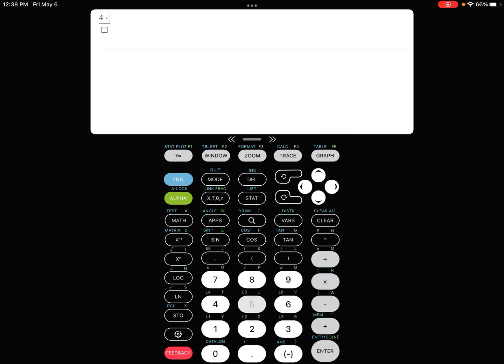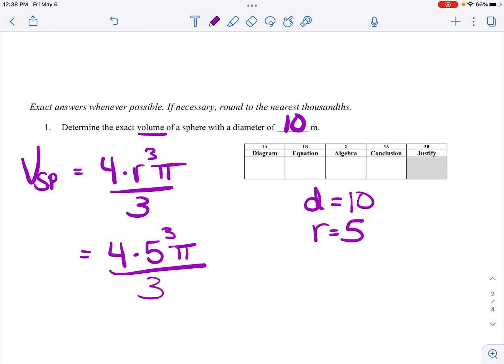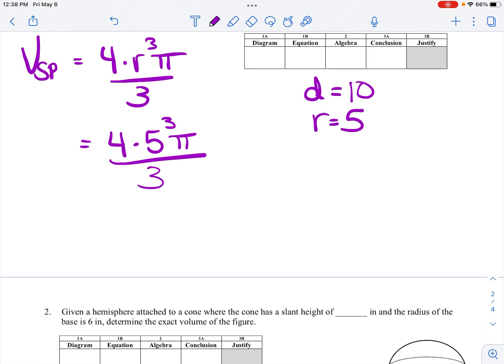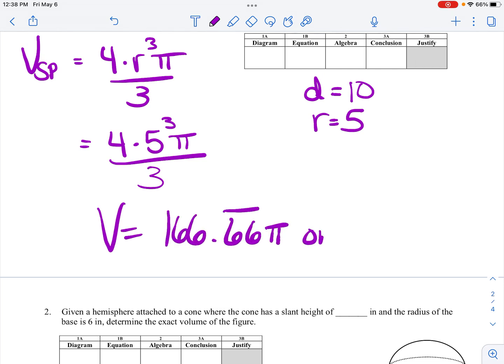So here we go. I'm going to do 4 times 5 to the 3rd power, arrow down, divided by 3, enter. I'm getting that one of my answers could be 166.6 repeating pi, or I can hit math, enter, enter, and that will also give me an exact answer. So either one would work. Let's go back here. So my volume is 166.66 repeating pi, or I would accept 500 pi over 3 meters cubed.